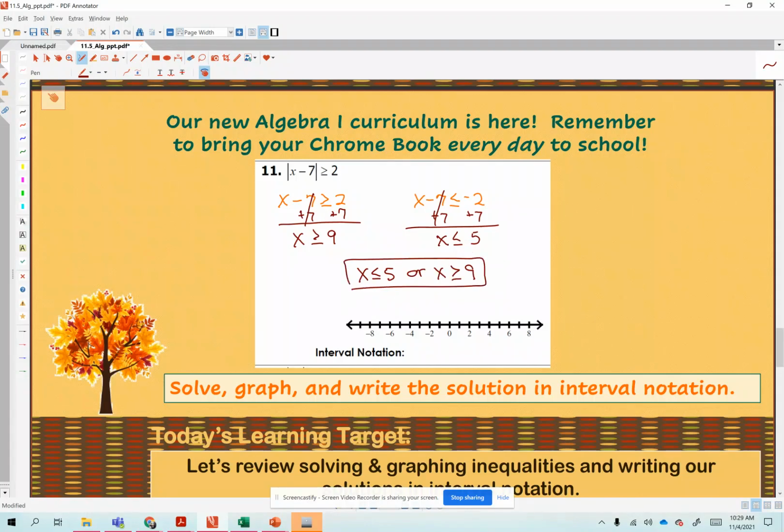In interval notation, we're going to find that 5, solid dot, graph to the left, and our 9, which would be right here, solid dot, graph to the right. In interval notation, remember for infinity and negative infinity, we use parentheses. So negative infinity, 5 bracket, or, bracket 9, comma, infinity parentheses, and that's the interval notation for that problem.